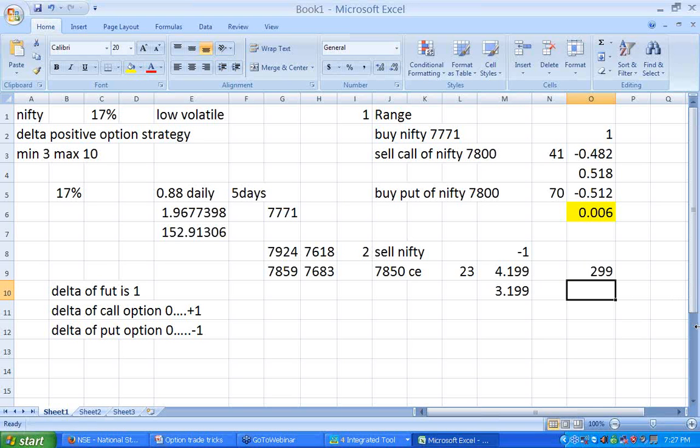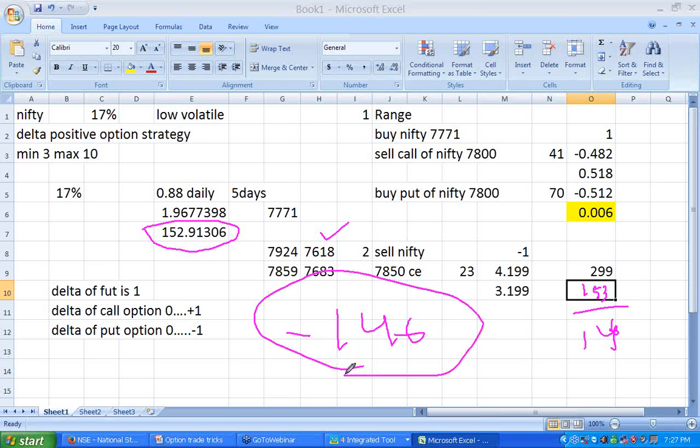So 299 points worth of risk I am taking, and I am initiating this strategy. If my assumption comes wrong and Nifty falls down to 7618 level, I'll be just recovering 153 points. I paid 300 points, I'll be getting 153 points. 146 points I can lose in the coming 5 days if it falls down. However, if it goes to 7924, then my profit will be amazing.